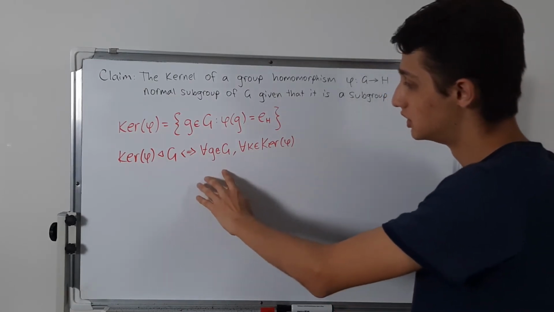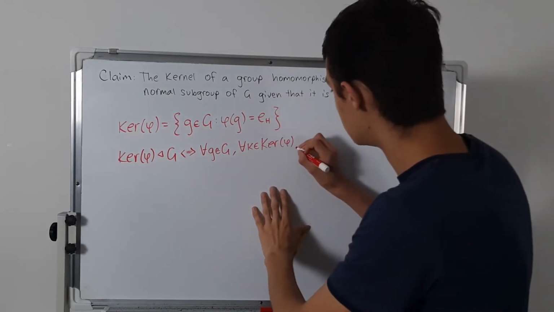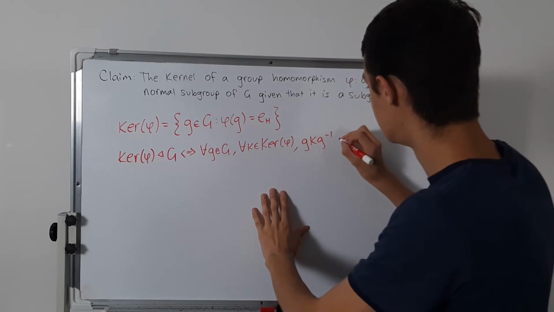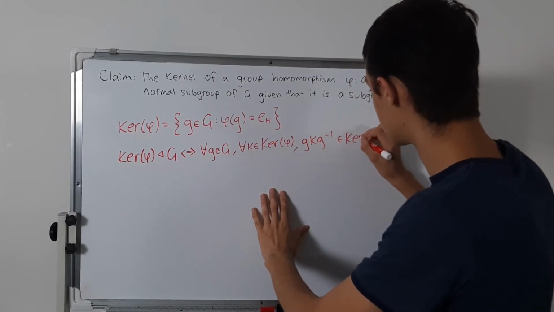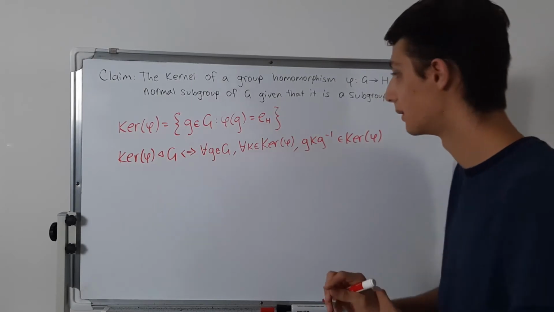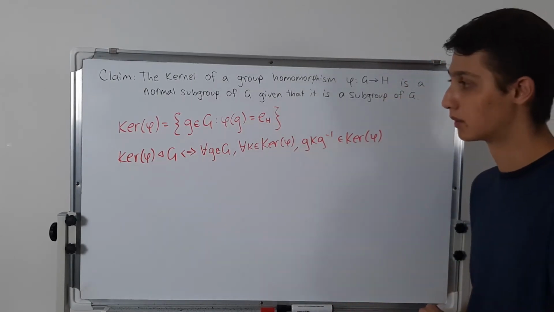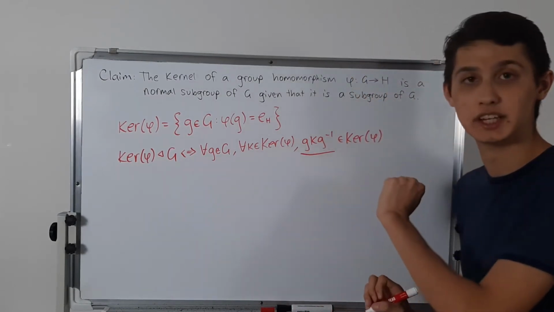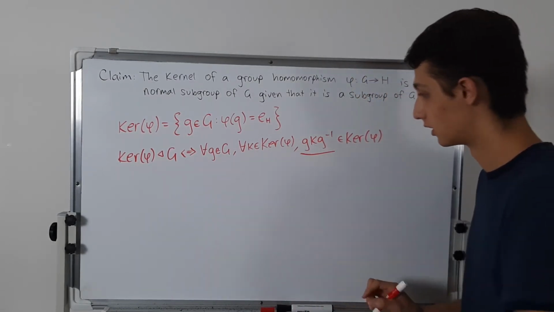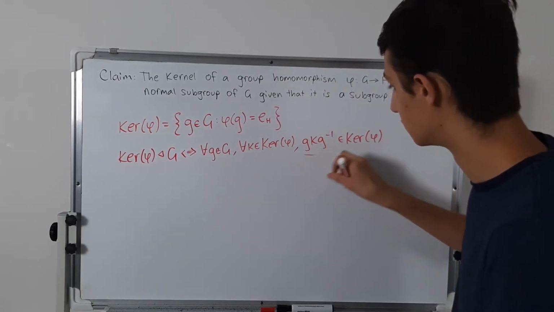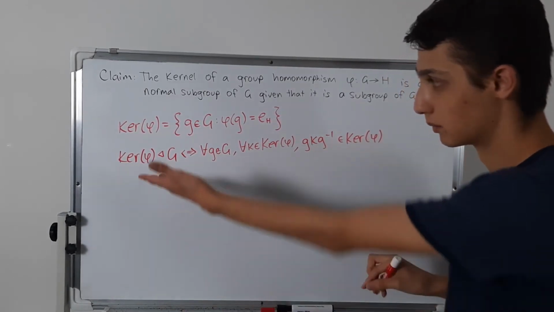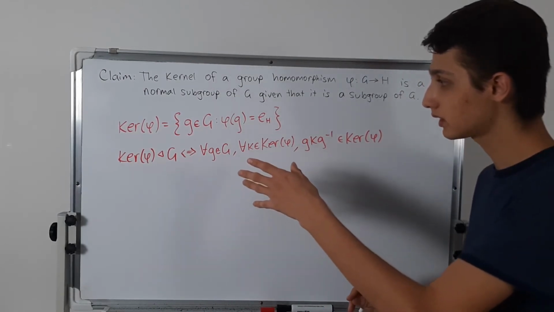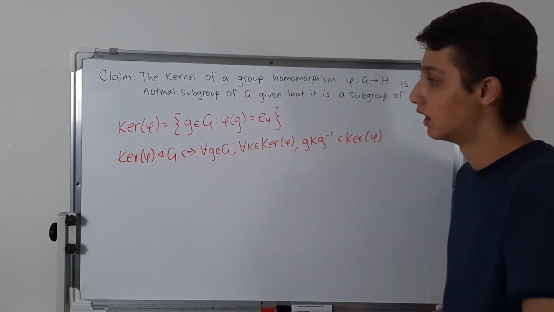So for all g in G and for all k in the kernel, we have that g k g inverse is inside of the kernel of phi. Okay, so that's basically what it means. This is the main part that we have to understand, the fact that it's g inverse. If we show that, then we know that the kernel of phi is normal in G. Okay, so let's just begin.